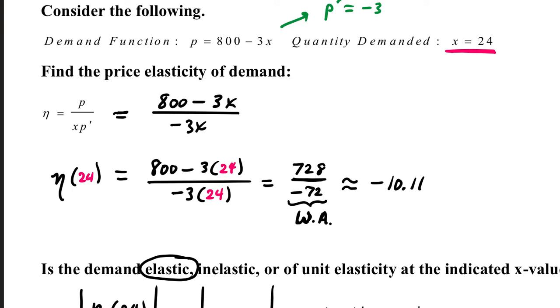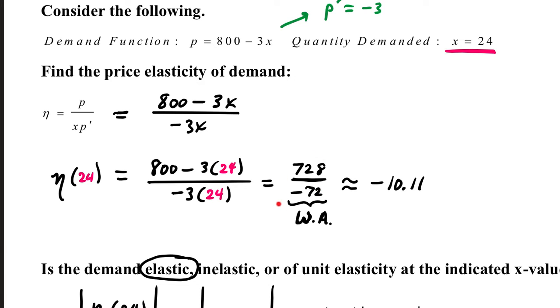From the first slide, eta is equal to P over x times P prime. P is given, 800 minus 3x. X, that's just our unit variable. P prime is negative 3. So your denominator is negative 3x. Quantity demanded, if we substitute 24 into our eta function, 800 minus 3 times 24 over negative 3 times 24. The numerator calculates to 728. Our denominator is negative 72.